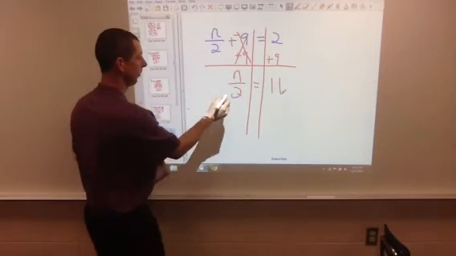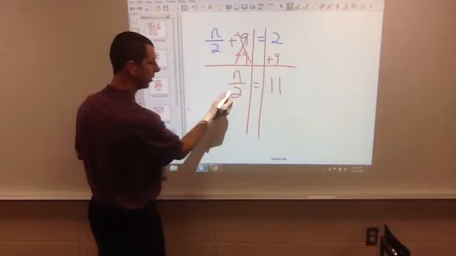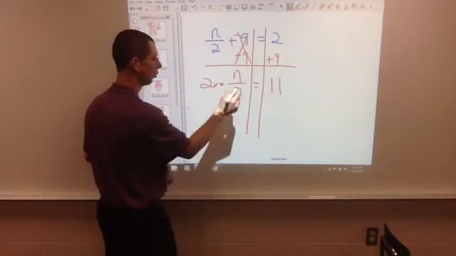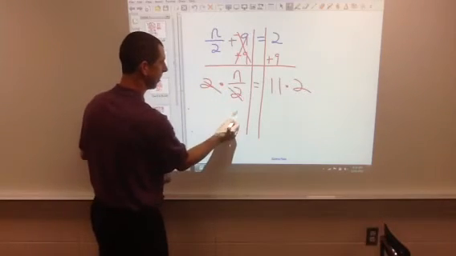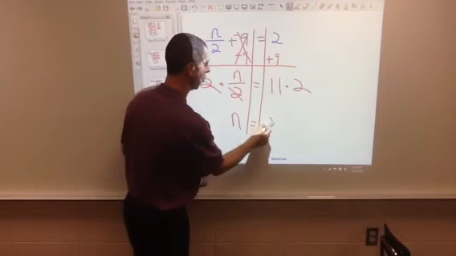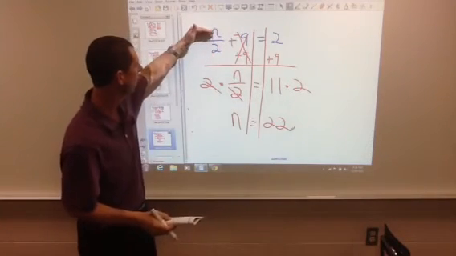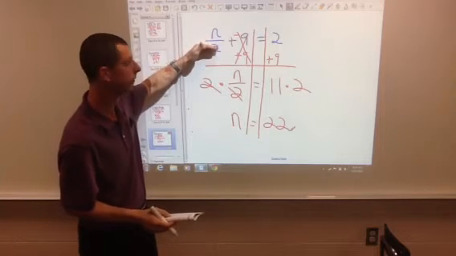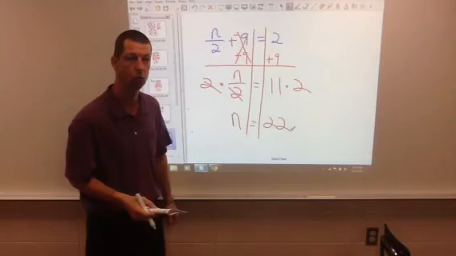Okay, next step, multiply by 2. I want to get rid of this divided by 2, so I do the opposite operation, which would be to multiply by 2. These cancel. N equals 11 times 2, which is 22 for my answer. Now don't forget to check it. 22 divided by 2 is 11. 11 plus negative 9 is positive 2. It checks out.